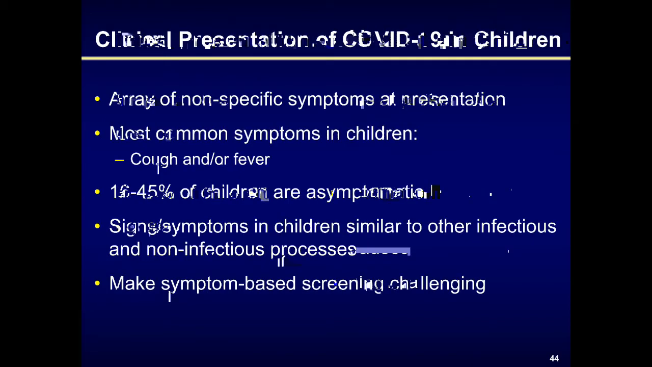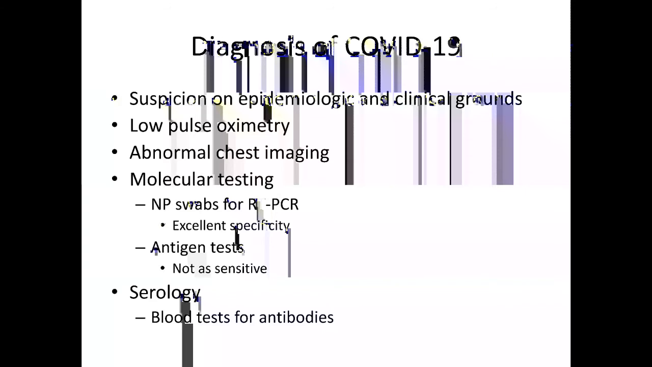So the clinical presentation in children really is very variable because there's an array of nonspecific symptoms that can look like a whole host of other things. The most common symptoms across the board tend to be cough and fever, but a large proportion of children are completely asymptomatic even when they're infected. And as I said, it looks a lot like other infectious diseases, so symptom-based screening to identify this can be challenging. So what do we need to do? We need to look at other things as well.